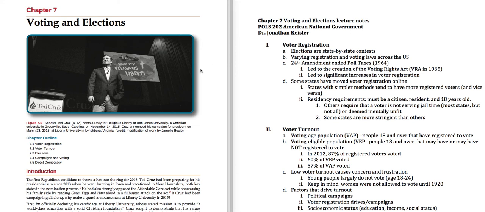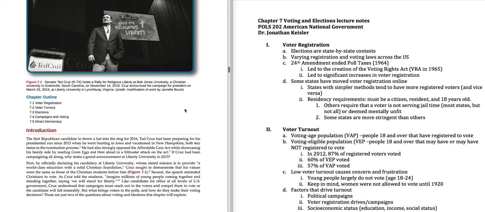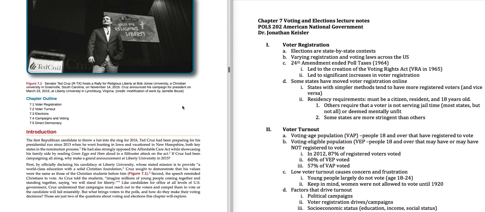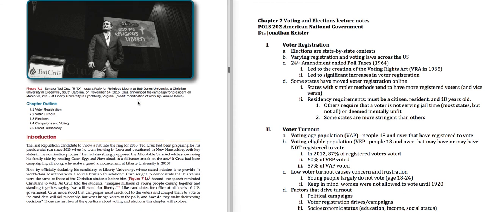So I'm kind of expanding upon my lecture notes here. At least then we can have some pictures to look at, right? By the way, this is a picture of Ted Cruz, who is a Republican primary candidate for president. This is 2016, so it was a primary that Trump ended up winning and then beating Hillary Clinton in. But this is at Bob Jones University, which is in Greenville.